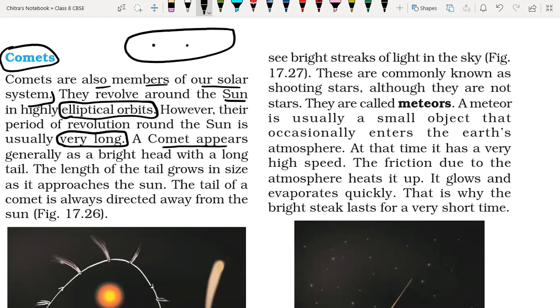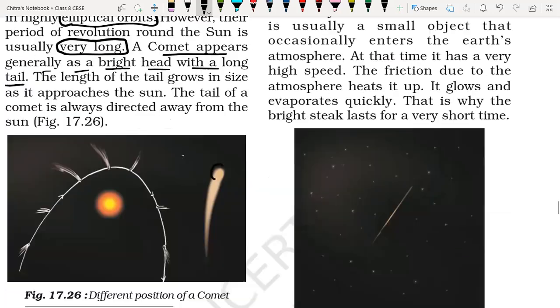A comet appears generally as a bright head with a long tail, as you can see here. This is the head part, and this is the tail part. I'm writing here: head. And this is the tail part. Okay everyone, head and tail. These are called comets.